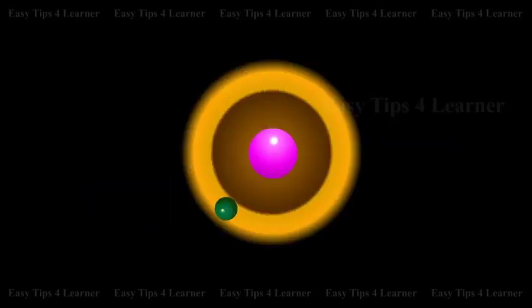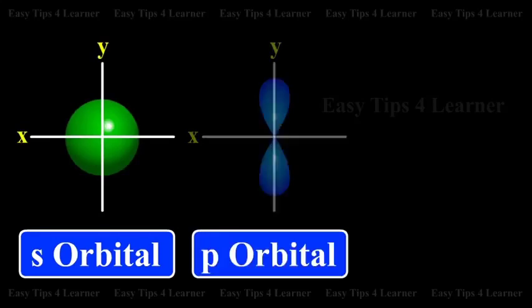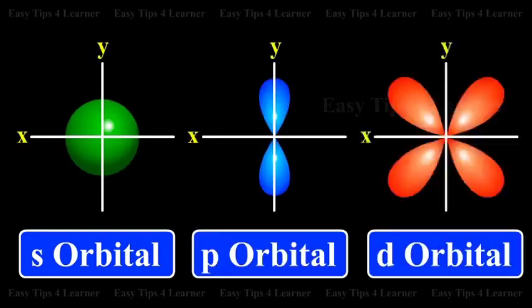An orbital is the region of space around the nucleus within which the probability of finding an electron of given energy is maximum. The shape of this region, that is the electron cloud, gives the shape of the orbital. Observe carefully the shape of s, p, and d orbitals.